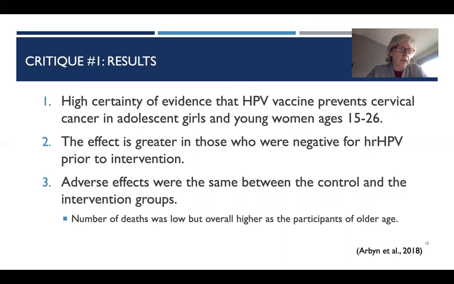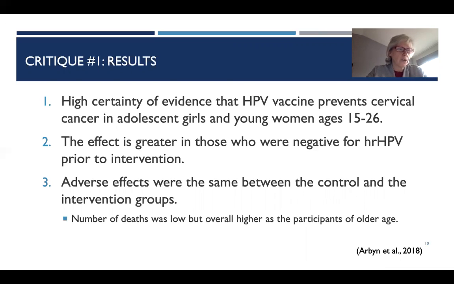They found that the effect was greater in those who started as negative for high-risk HPV prior to the intervention. So if women had high-risk HPV already, the effect was not as good in them. So this clearly shows our need to get HPV vaccination started at a very young age in these adolescents. The adverse effects were the same between the control and the intervention groups.